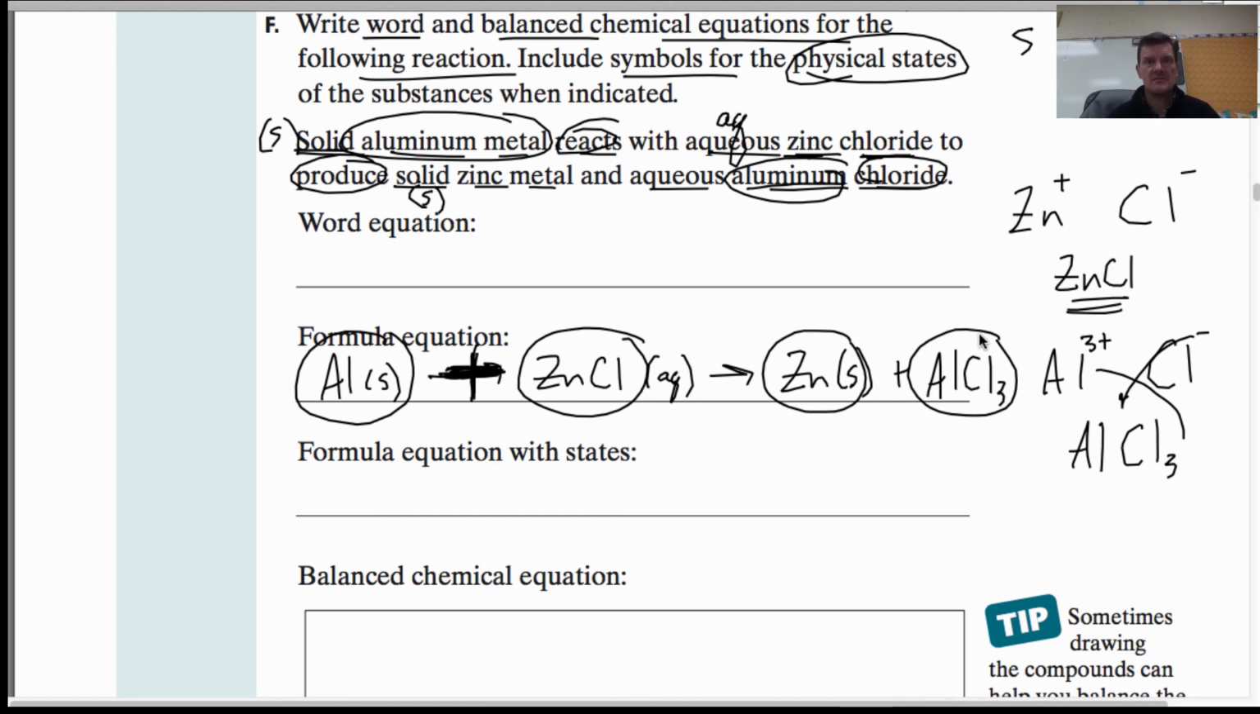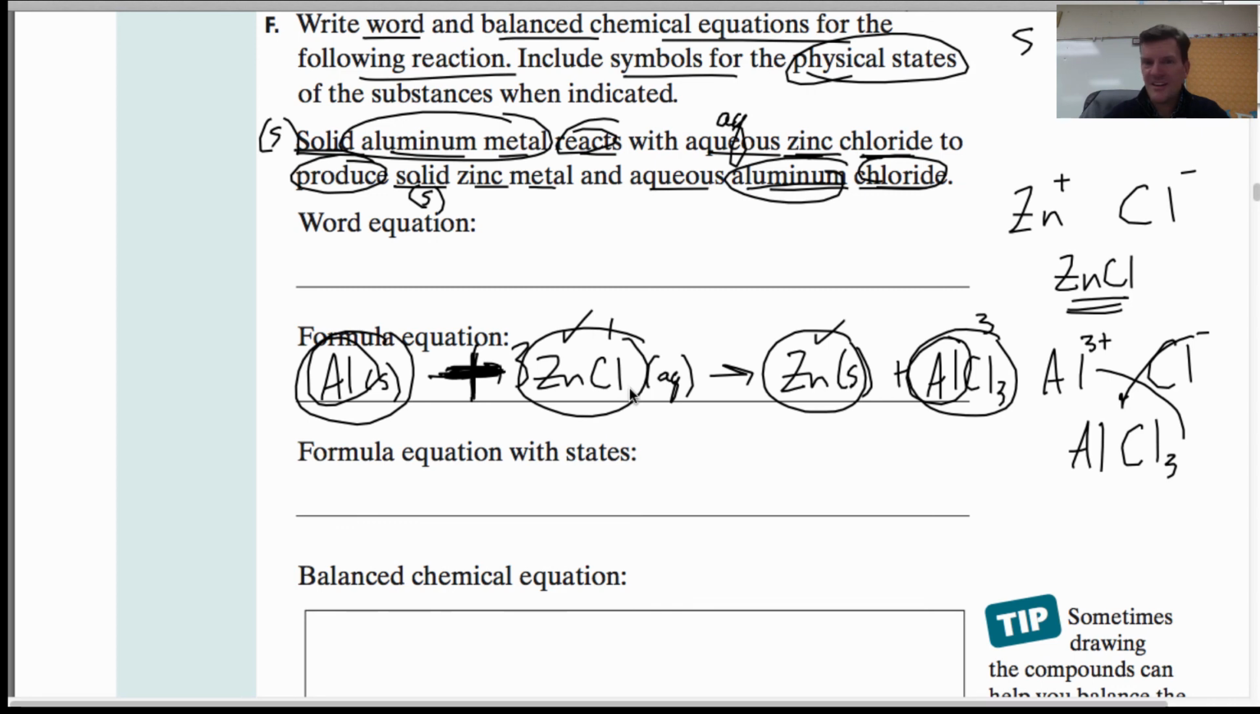Now we're going to balance. Okay? Do I have the same number of aluminums on both sides? 1 aluminum here, 1 aluminum there. Yep, aluminums check out. How about the number of zincs? Yep, 1 zinc and 1 zinc. The problem is when I get to chlorine. I've got 1 on this side, I have 3 over here.